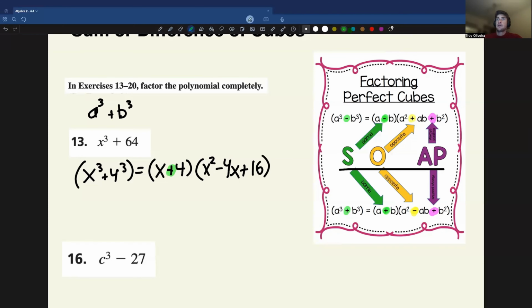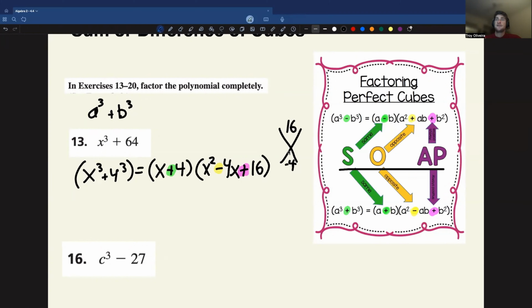Okay, so we had same, opposite, and always positive. And this is the technique you always want to use to factor a sum of cubes, and then we'll do a difference of cubes next. But notice how just like in a lot of other problems, we're not quite done yet because we want to now check if we can factor this.